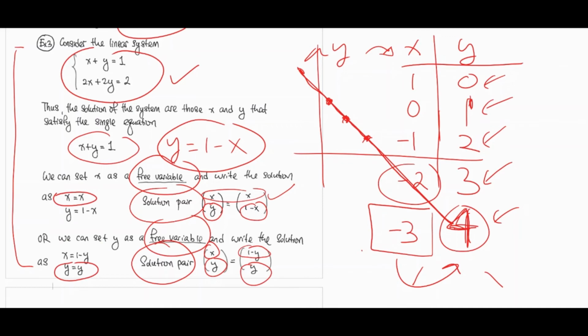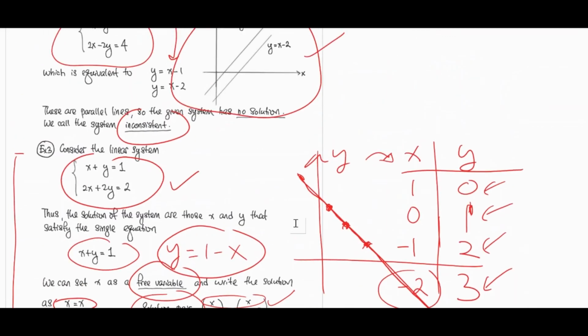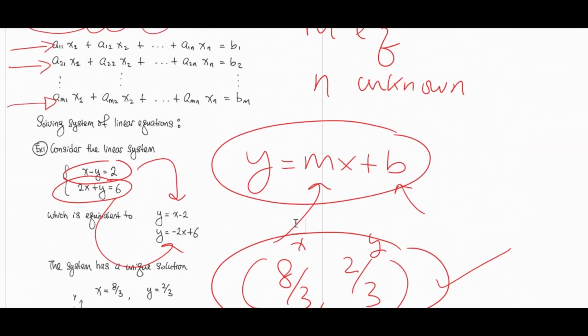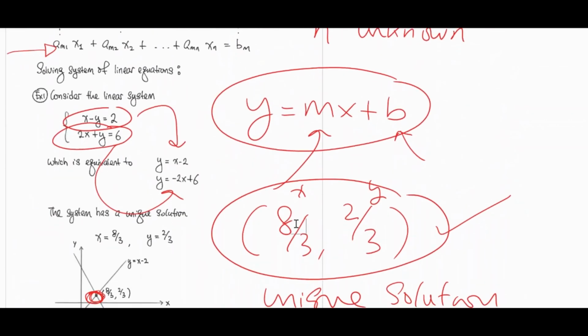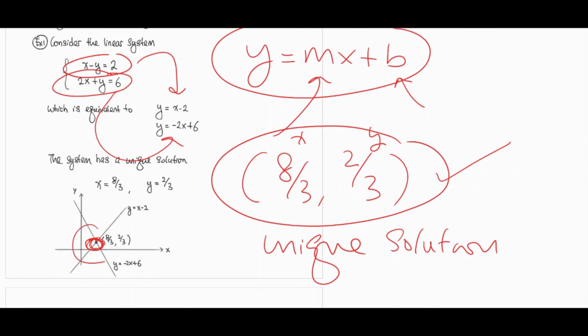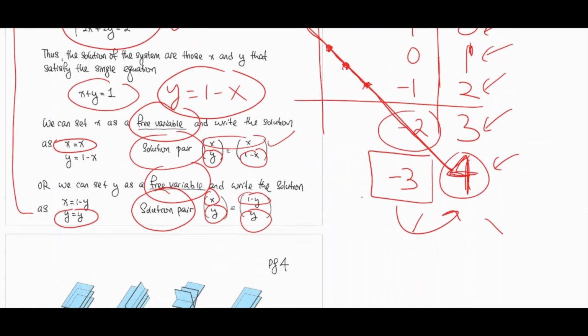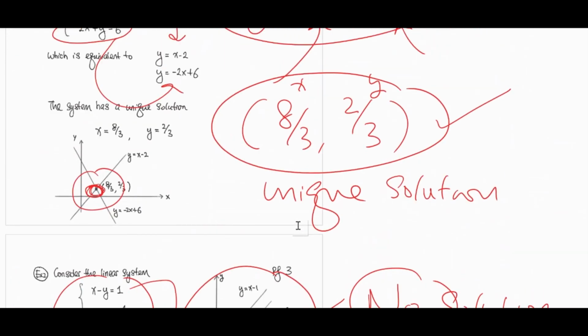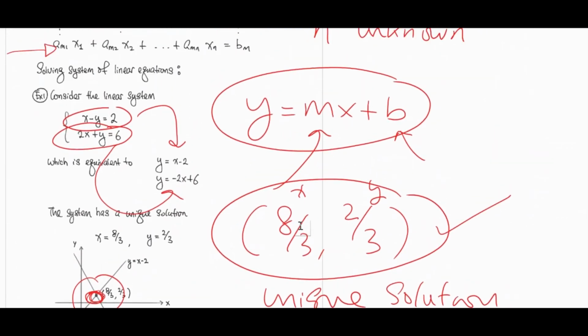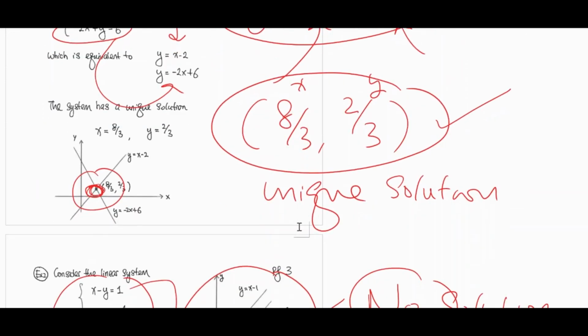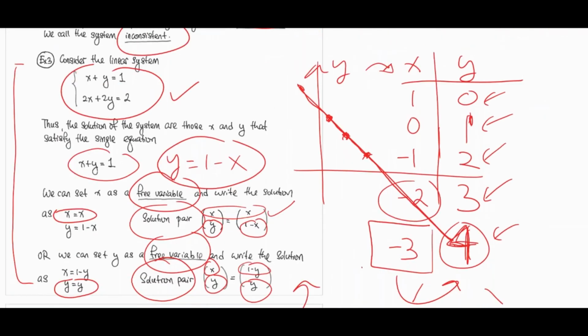Okay, so let's quickly summarize. For a system of two equations and two unknowns, there are only three possibilities. As you can see, we either have a unique solution, or we have no solutions, where we say the system is inconsistent, or we can have infinitely many solutions. So this is one major characteristic of solving systems of linear equations. You either have a unique solution, or no solutions, or infinitely many solutions.